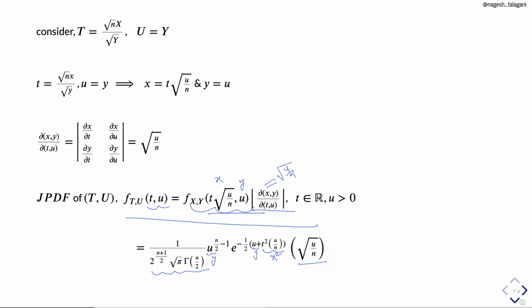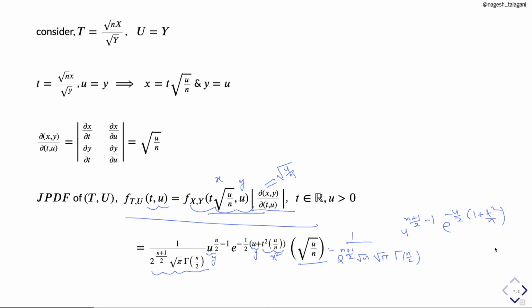Okay, so now this gets simplified to 1 by 2 to the power of n plus 1 by 2. If I write this root n here, times root pi gamma n by 2. Here u to the power of n by 2 minus 1. Here we have a root u that I can write as u to the power of n plus 1 by 2 minus 1, e power minus u by 2 of 1 plus t square by n.